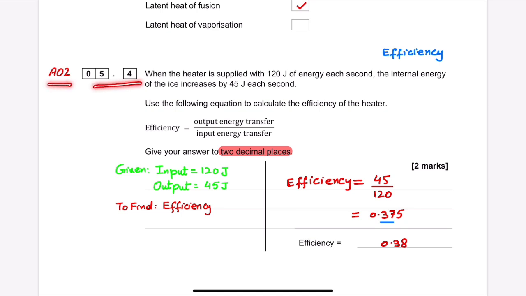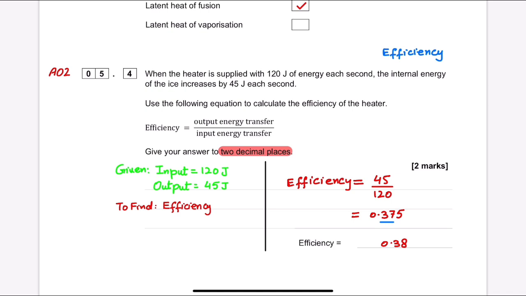5.4 is an AO2 question in which we need to find the efficiency. When the heater is supplied with 120 joules of energy per second, the internal energy of the ice increases by 45 joules each second. So that is the energy given to the heater, the input, and that is the energy given by the heater, the output value. Use the equation to calculate the efficiency of the heater.